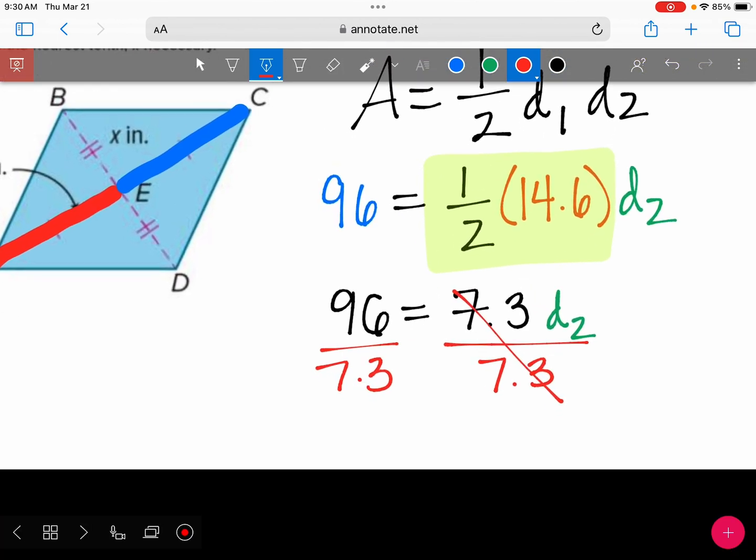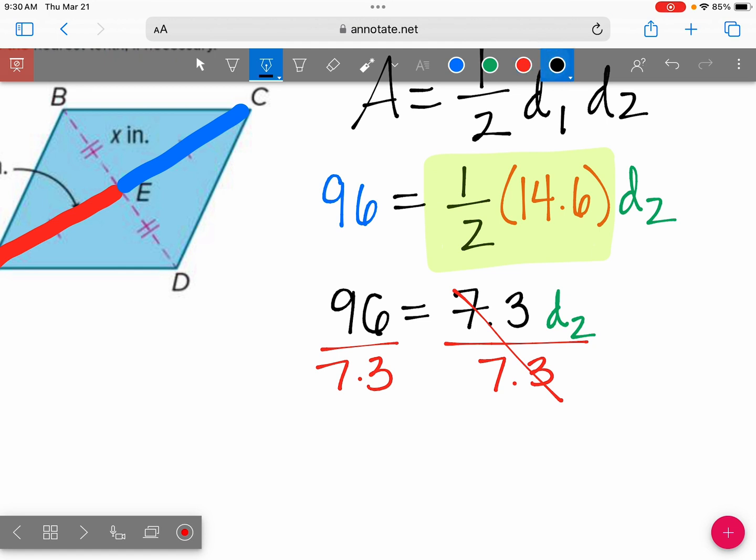So pick up your calculator and take 96 divided by 7.3. What'd you get, Juan? 15.1? 13.1? I don't have a calculator, so I'm dependent on y'all. Did you get 13.1 too? Everybody got 13.1? Okay. So 13.1 equals diagonal 2.